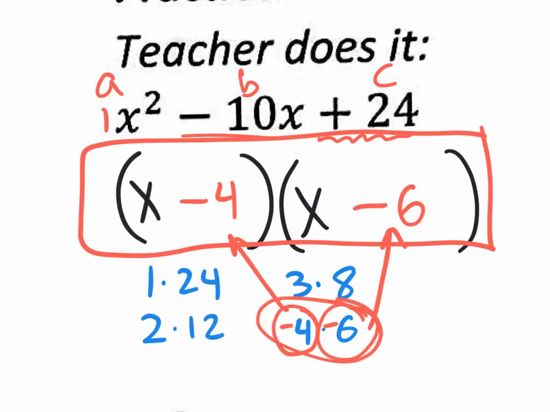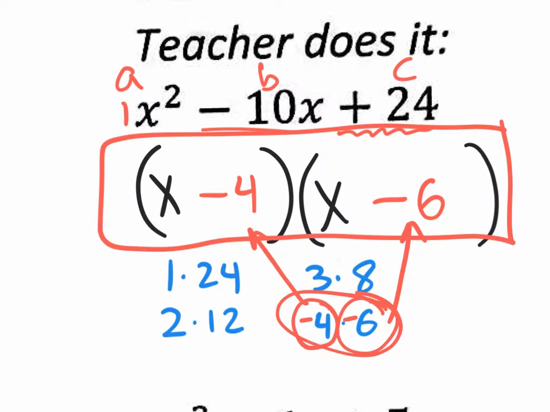Now, we did have a question: how come we can't use 2 and 12? Like, if I want it to be a -10, why can't I do a -12 and a +2? Well, first of all, what's +2 times -12? That's -24, and we don't want a -24, remember? We want a +24. So that's exactly why we can't use a +2 and a -12. Again, it's always what times what is your c value that if you combine together is your b value.